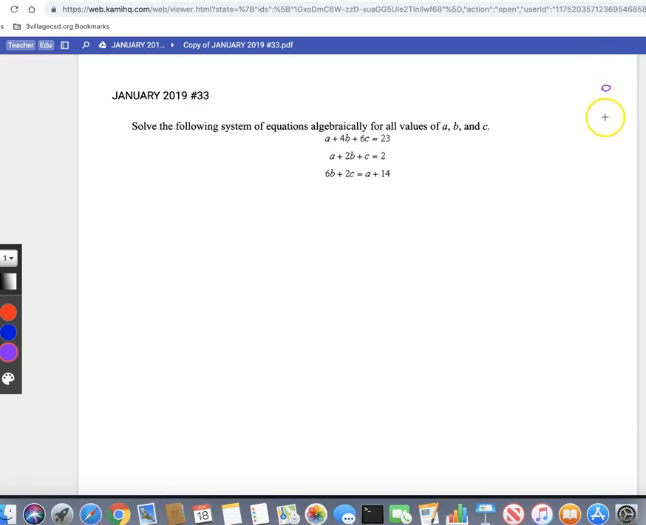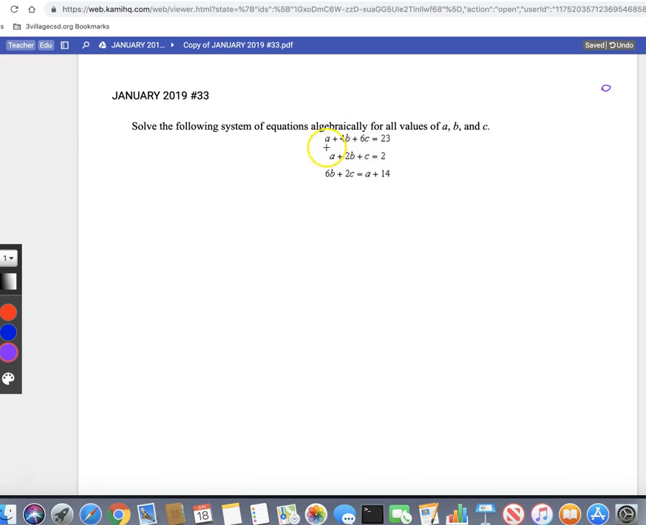Hello, and welcome to my video on the January 2019 Algebra 2 Regents question number 33. On this problem, we're asked to solve the following system of equations algebraically for all values of a, b, and c. And we see the three equations with the unknowns of a, b, and c.